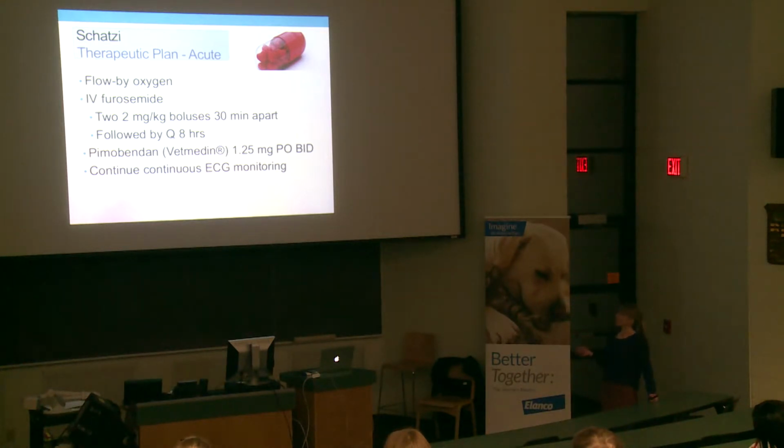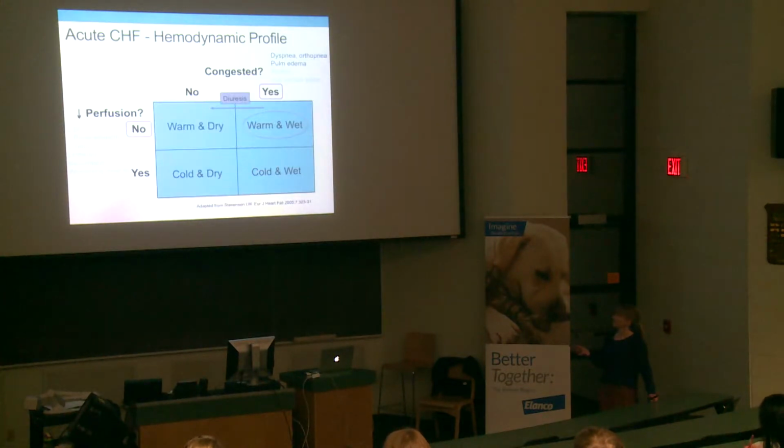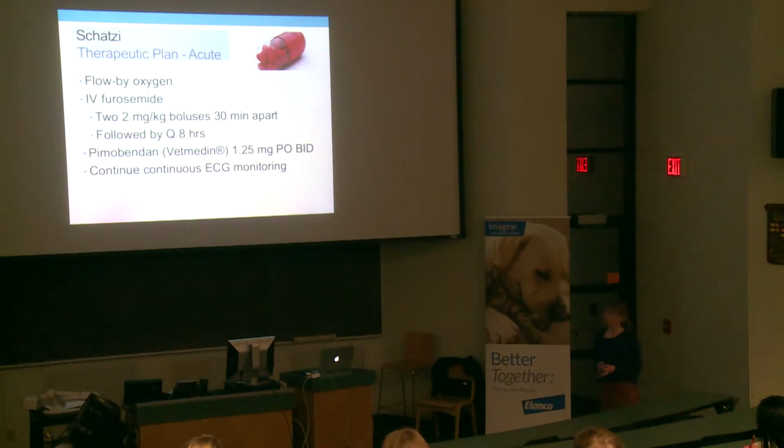She got a couple of IV furosemide boluses. She got two 2 milligram per kilogram boluses. I gave them 30 minutes apart. I don't know why. I just wanted to go 30 minutes instead of an hour. I was feeling impatient, I guess. She wasn't turning around fast enough for me. So we gave them 30 minutes apart.